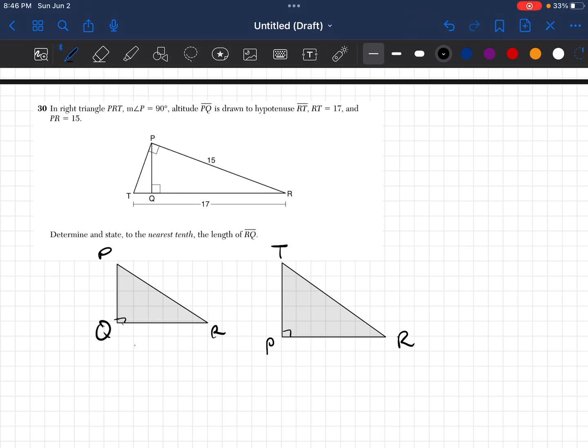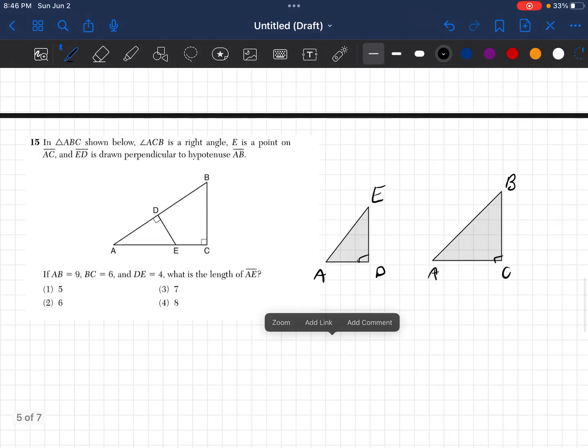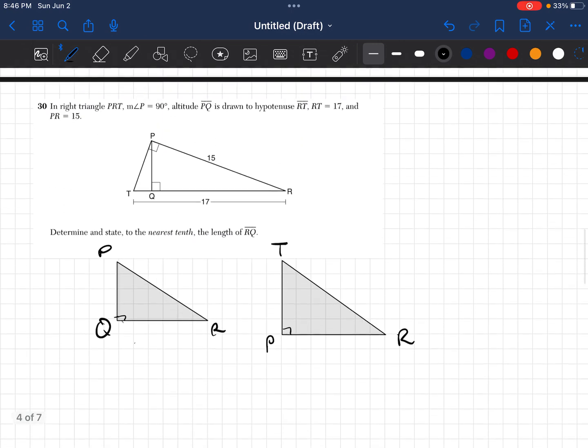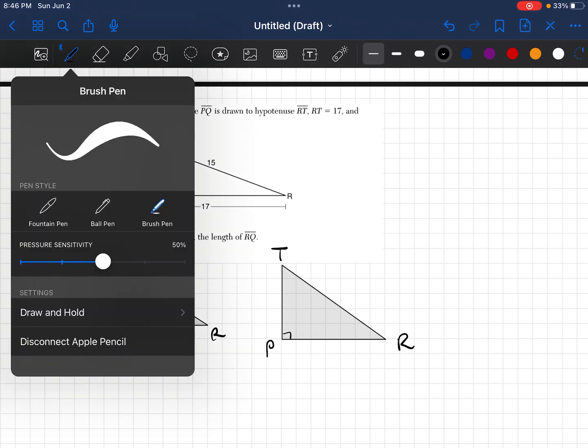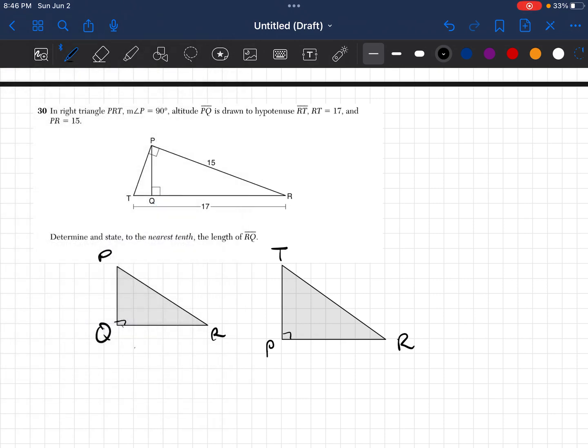In this video, we're going to go over question number 30 and number 15, which connects right triangles with similarity. These questions might look challenging, but we already know all the individual pieces to it, and we just need to add it together.